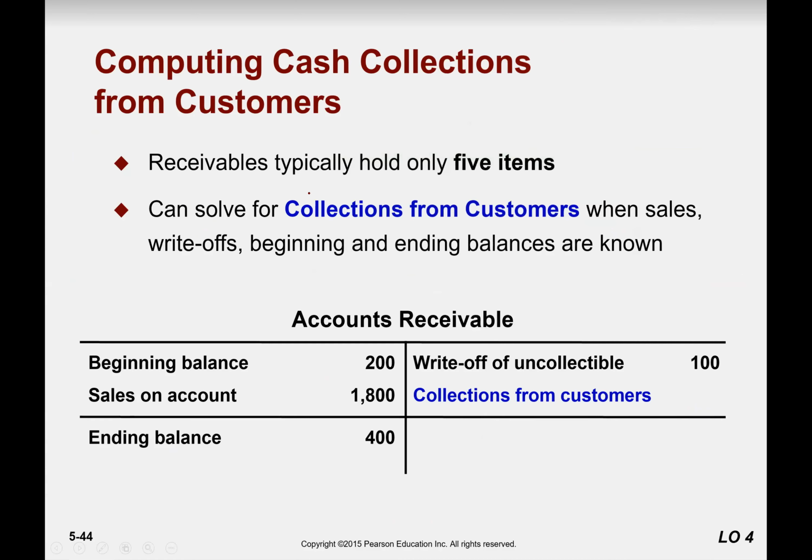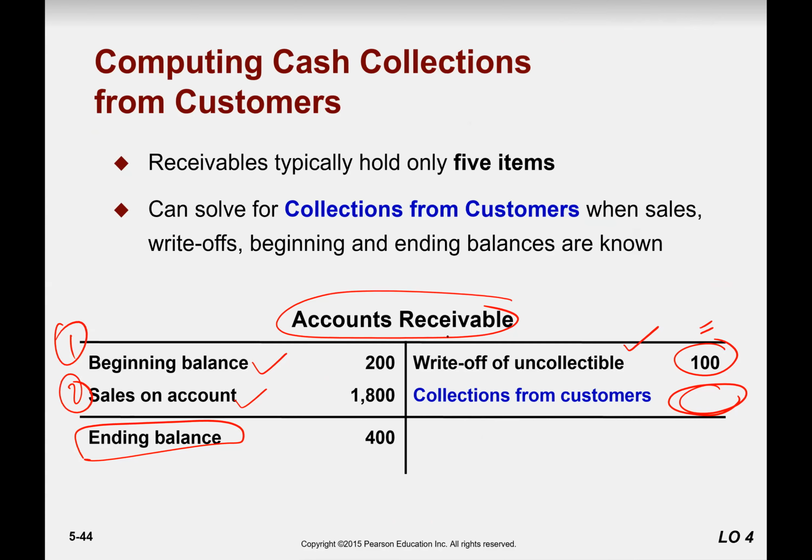So this receivable ledger or T account will give you 5 items. Number one, it gives you the beginning balance, it gives you credit sales, it gives you write-offs, and it gives you cash collection from customers. And it gives you the ending balance. 1, 2, 3, 4, 5. If you are given 4 items, can you estimate or find out the 5th item? It is just the balancing figure, that's it.